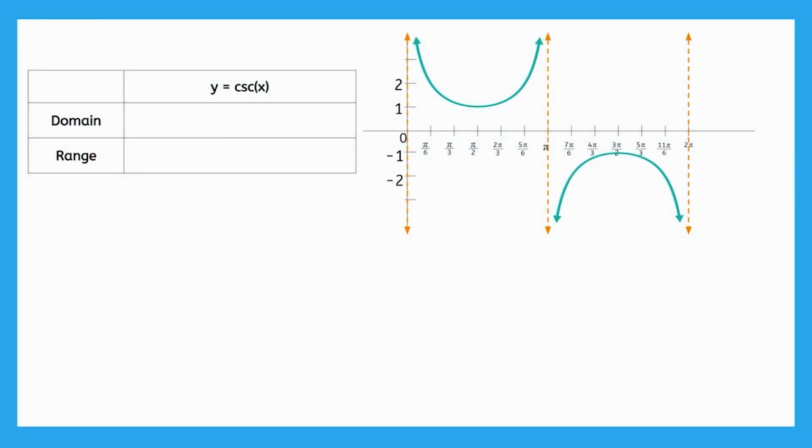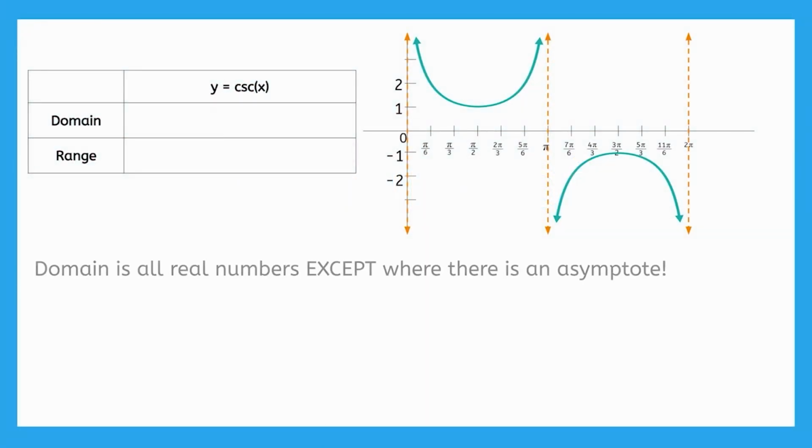Let's start by identifying the domain and range. The domain of cosecant includes all real numbers except every x value where an asymptote is present. Do you see a pattern in the location of the asymptotes?